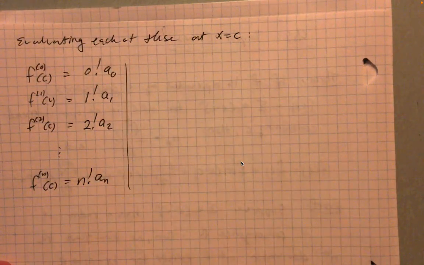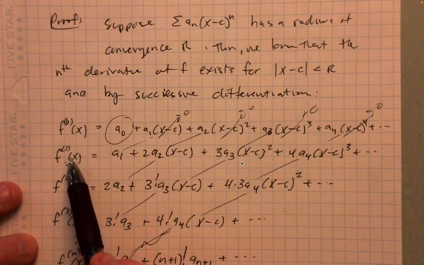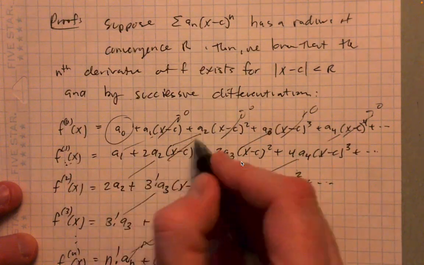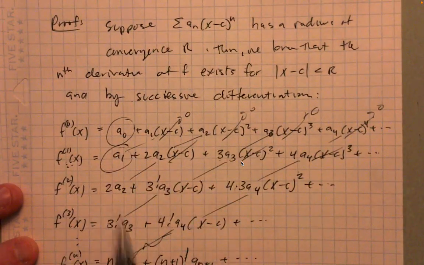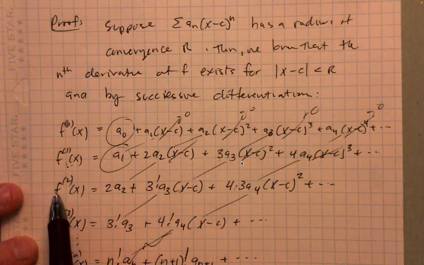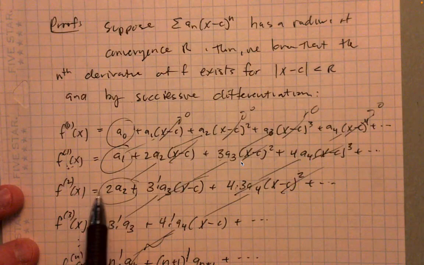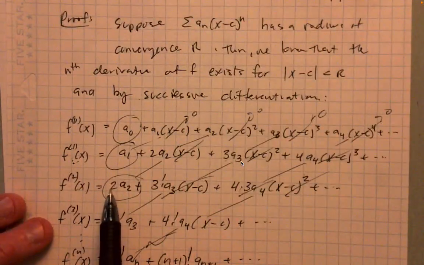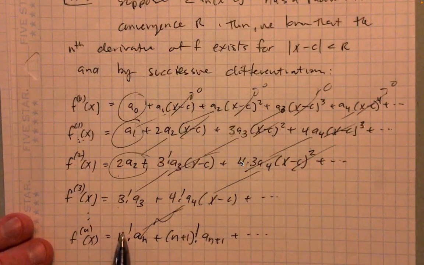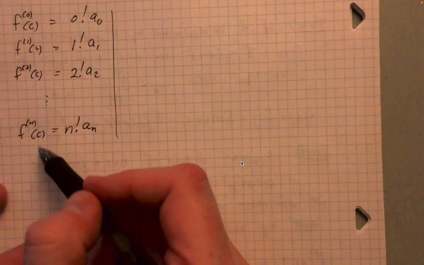So this pattern should be clear. Let's make sure that we see all that. If I look at this guy here, or evaluate at c, then again all these terms will zero out. I'm left with this, which is just going to be 1 factorial times a1. If I evaluate the second derivative at c, these all zero out, and I'm left with this one, which is 2 times 1. Then the next one would be 3 factorial, then 4 factorial, 5 factorial, all the way down to n factorial. So that's what happens when we evaluate the derivatives at c.